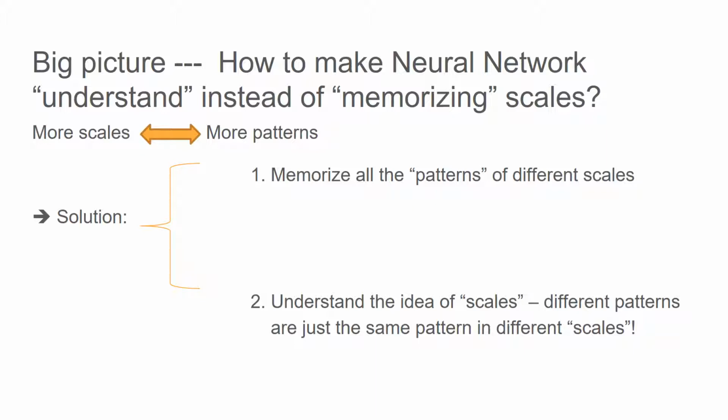First of all, we can just memorize all the patterns of different scales. We can teach the CNN that a big cat is one pattern and a small cat is another pattern. The second solution is that we can teach the CNN to understand the idea of scales and then apply the idea of scale to different images. We can let our CNN understand that a big cat and a small cat are basically all cats.